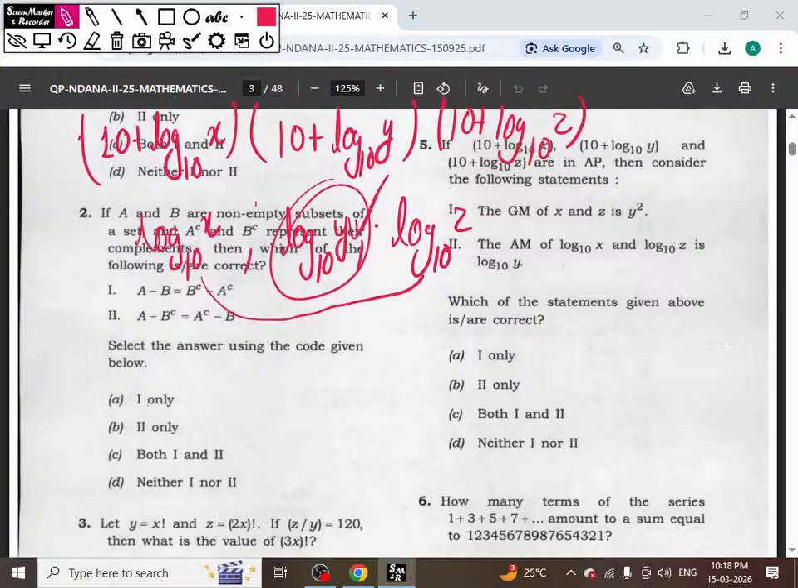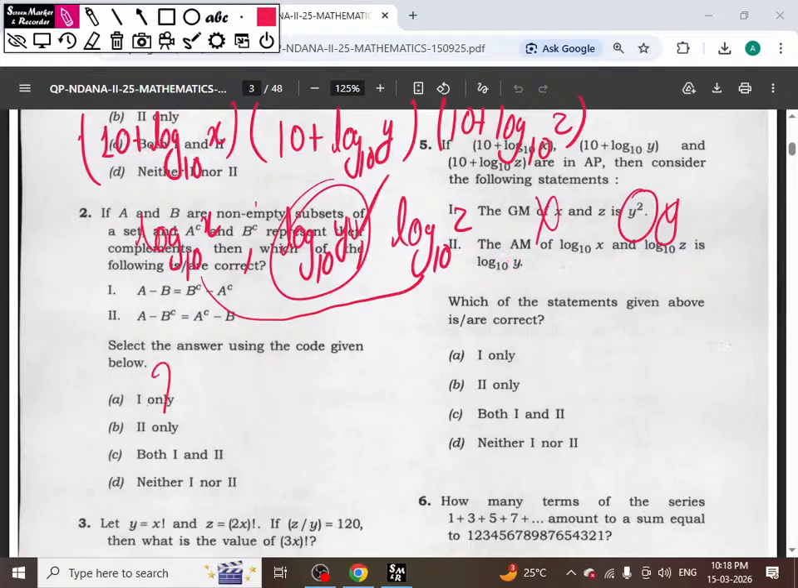The GM of these three is always the middle one. So it will not be y square, it will be y. So the first statement is wrong.